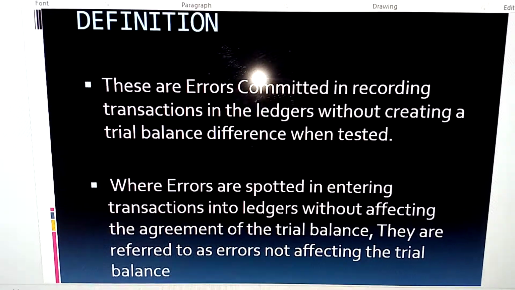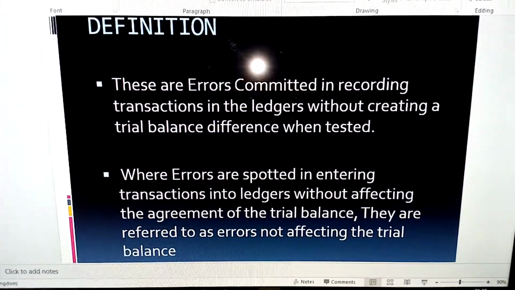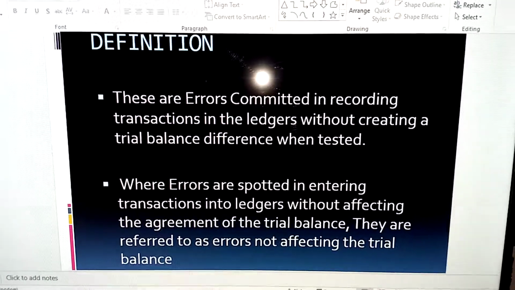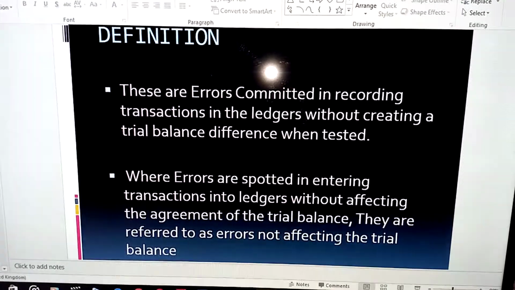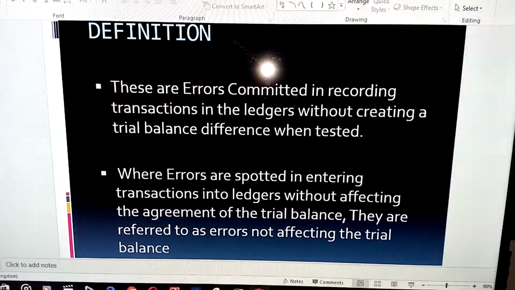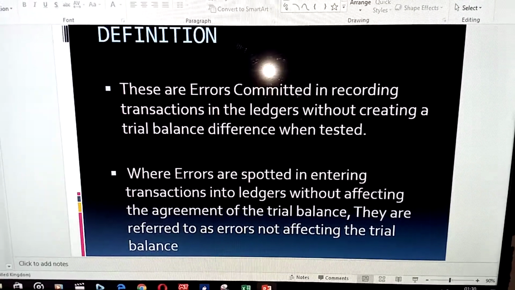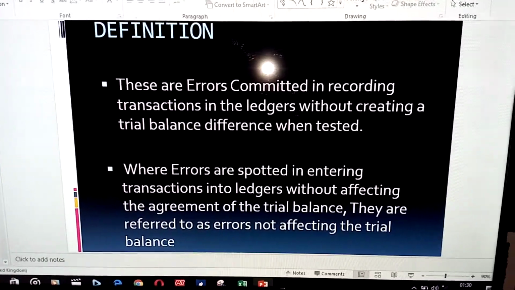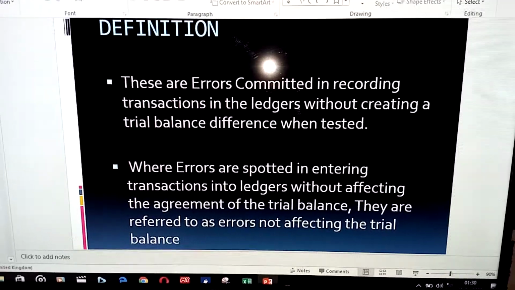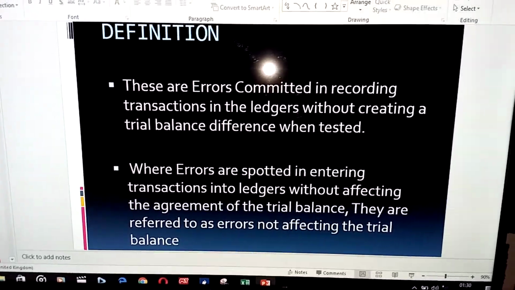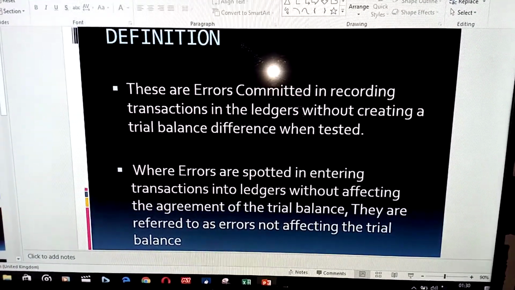What I am trying to say is that despite the fact that the trial balance agrees, it is possible to have errors committed while recording transactions. When errors are spotted in entering transactions into ledgers without affecting the agreement of the trial balance, they are referred to as errors not affecting the trial balance.